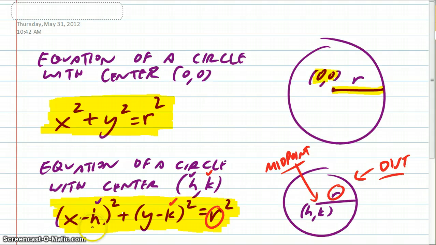You'll also notice that we're subtracting h and subtracting k. So when h is positive, it'll actually say minus that positive number. When h is negative, it'll actually say plus. So it kind of changes the sign in the parentheses there. So be aware of that.